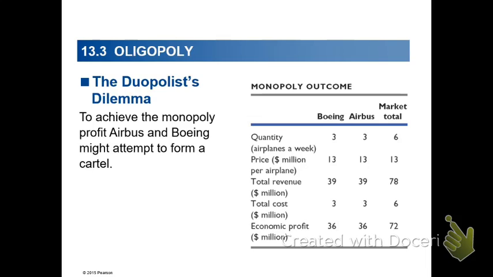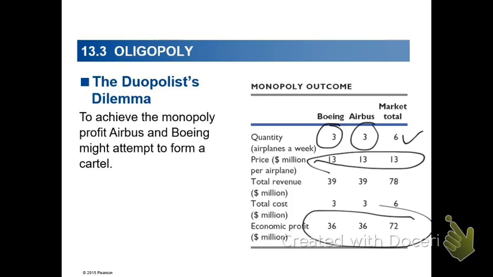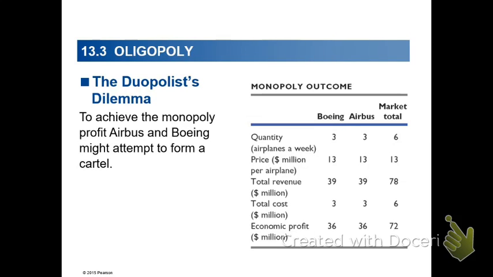In order to understand what could motivate these firms to collude or not, let's look at some of the production decisions that they can make. Imagine in the baseline scenario, Boeing and Airbus have a collusion where both agree to produce 3 and 3 units, so they act like a monopolist. The market total is 6 units. The price at that level is 13, which enables each of these firms to make $36 million worth of profit. So that's a big deal. If they collude and work like a monopolist, they can really earn a lot of profit.